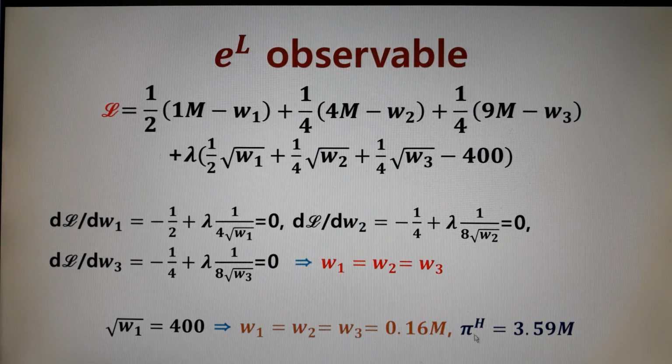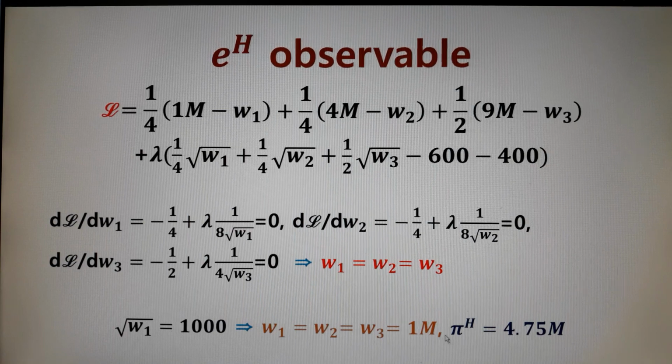And the profit would be, this is pi L, I'm sorry. This profit when the effort is low is, if you calculate it, put it here, 0.16, 0.16, 0.16, then you will get 3.59. I hope it's right, but according to my calculation, 3.59 million. What can we conclude from here? Once again, pi L, the low effort level profit, would be 3.59. The high effort level profit is 4.75.